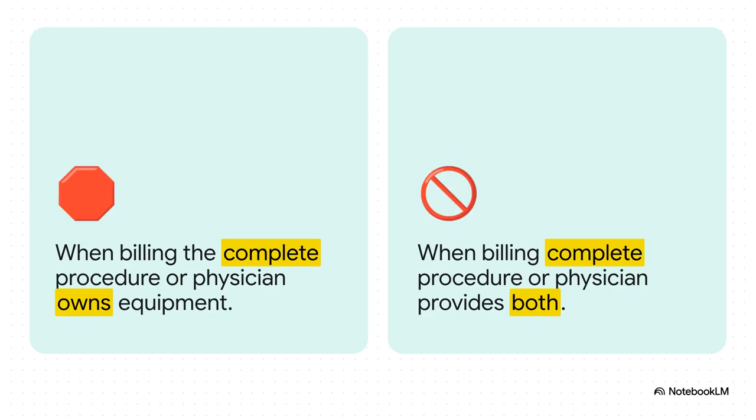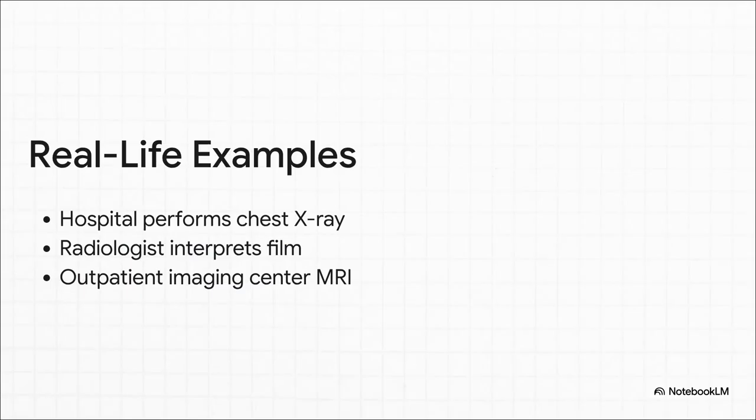But here's where coders trip up. When should you not use 26 or TC? Do not use either of these modifiers if you are billing for the complete global procedure. That means the physician owns the equipment and provides both the technical test and the professional interpretation. You also can't use these on procedures that just don't have separate professional and technical components built into their code description. Let's map this out with some real-life radiology and cardiology examples.